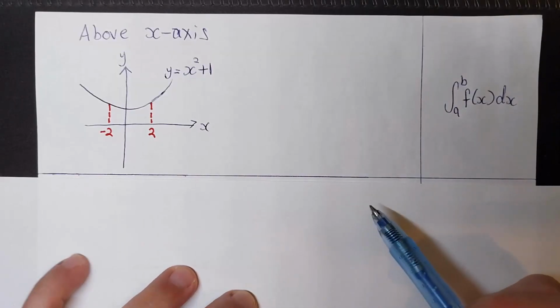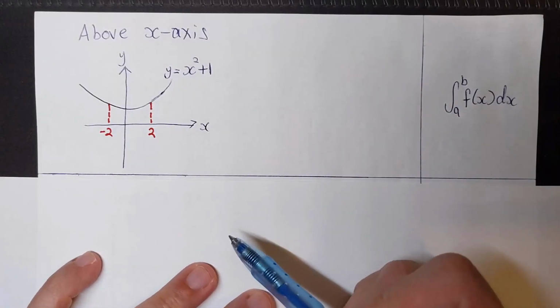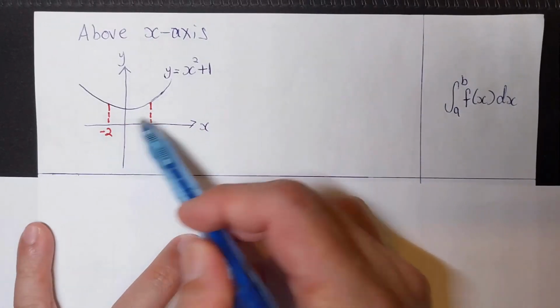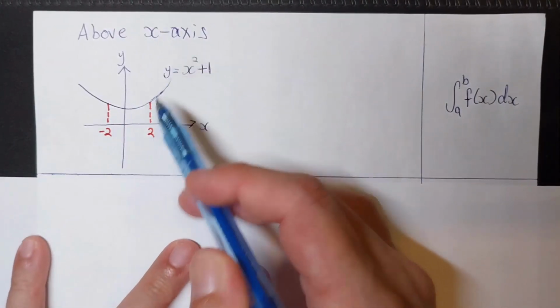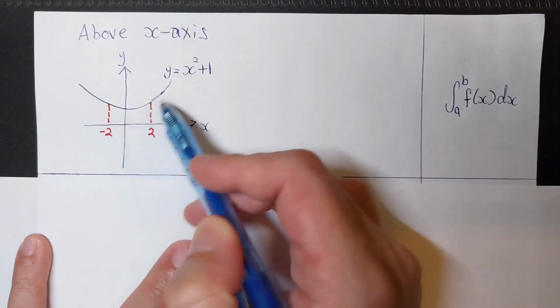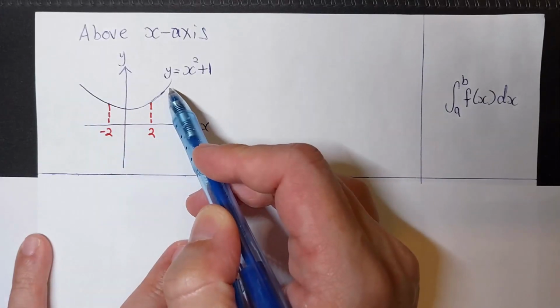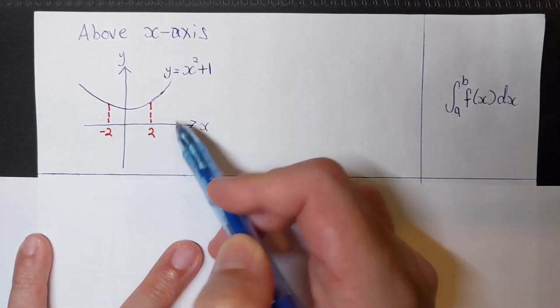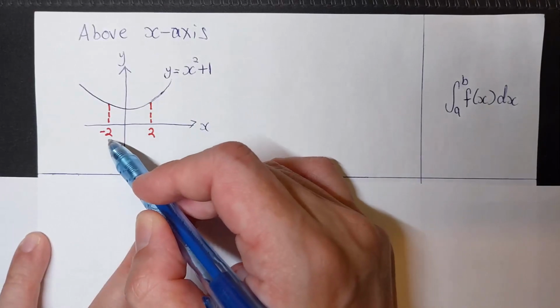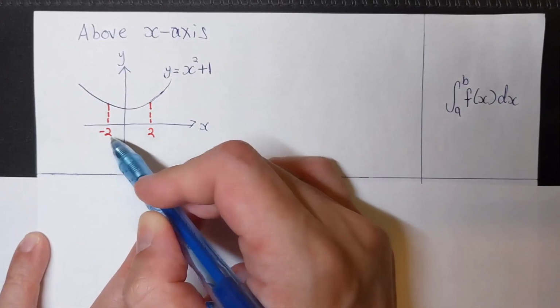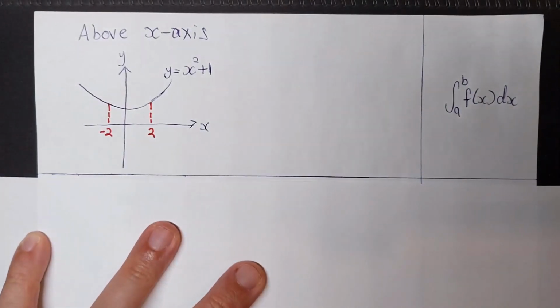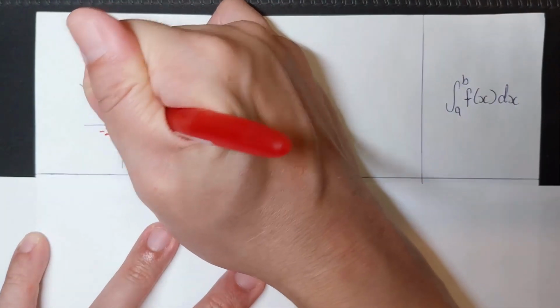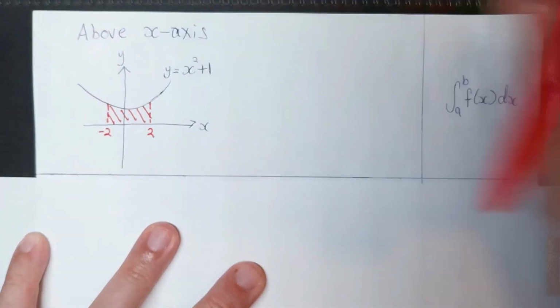In this lesson, we are going to find the area bounded by the curve and the axis. So we have a curve here that's above the x-axis, and we're going to find the area bounded by this curve, y equals x squared plus 1, and the x-axis from the upper limit of 2 to negative 2. So the area we are finding is this shaded area here.